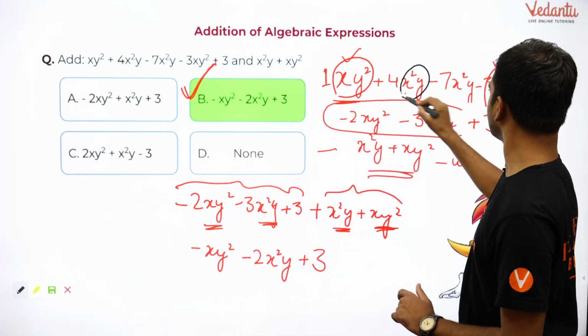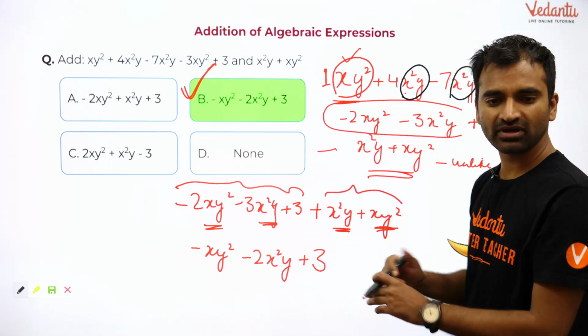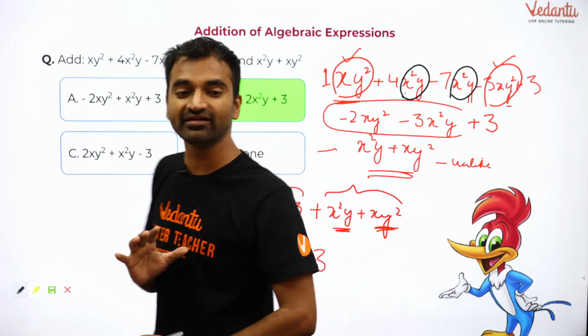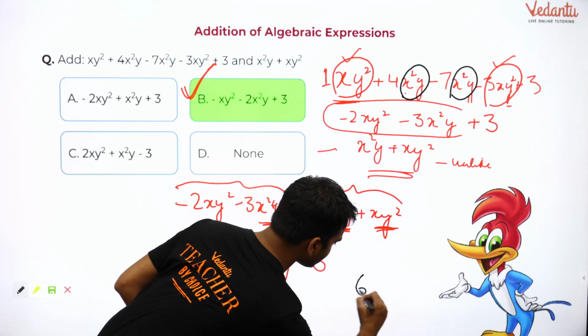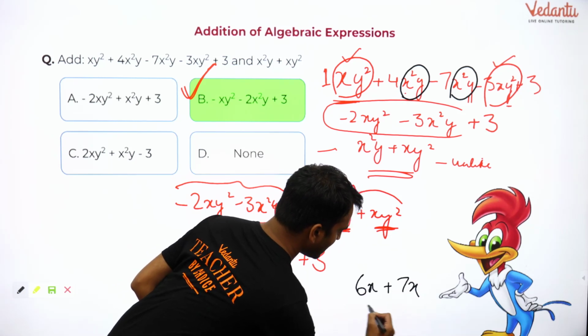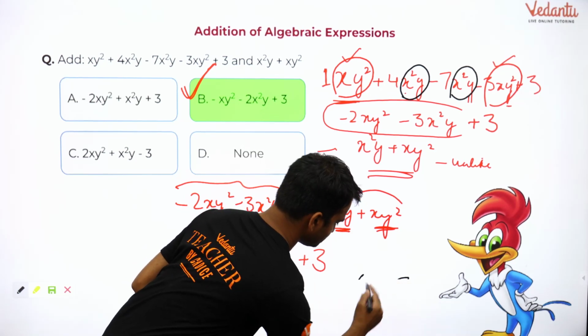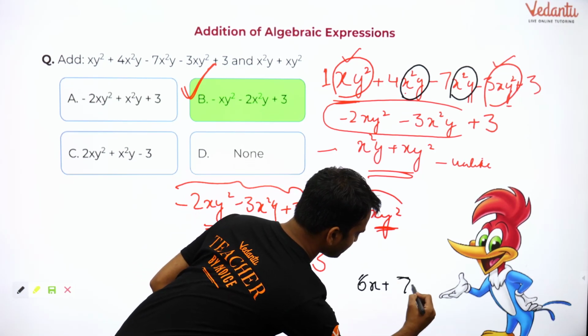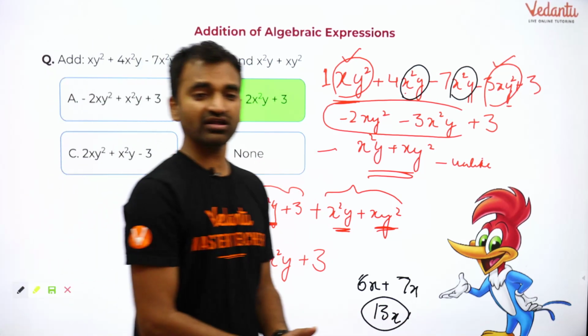Then you have this like term and this like term, right? So just simplify them. If there are like terms, they can be very simply added. If I have 6x and 7x, I can simply write them as 13x, right? Everyone, is that fine?